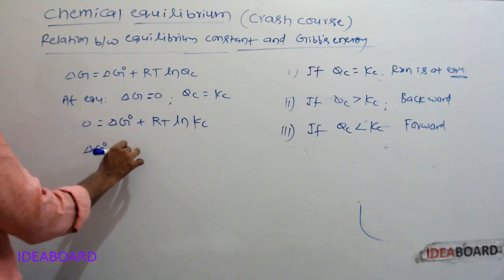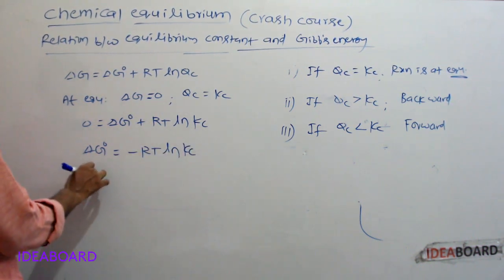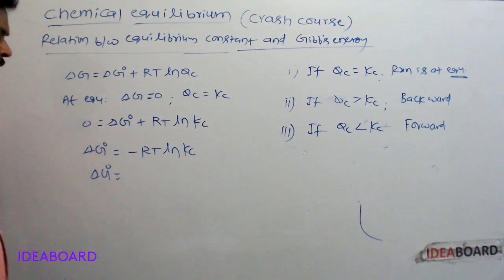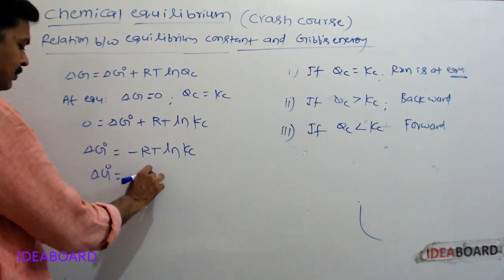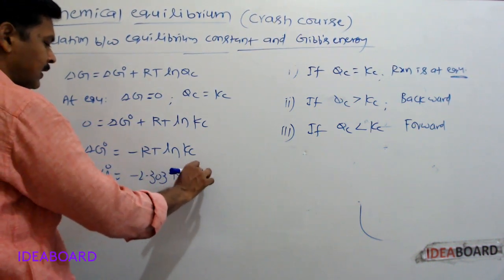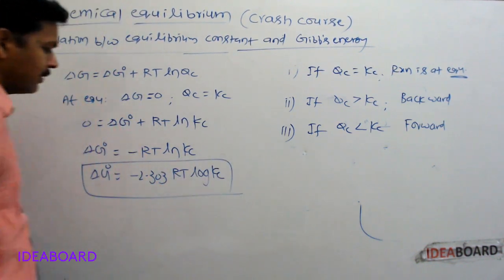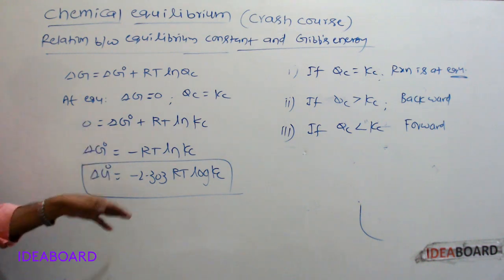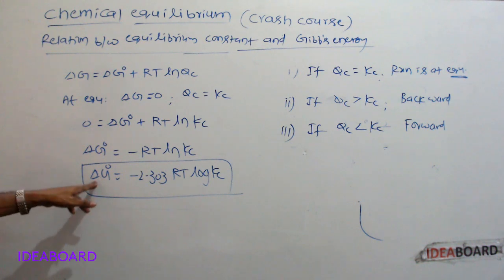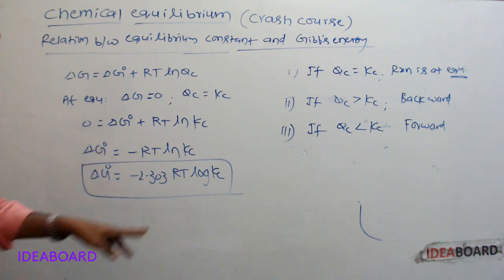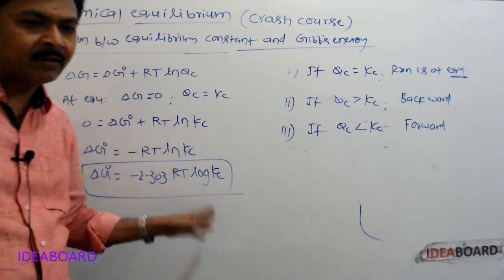Delta G naught is equal to minus RT ln Kc. To convert this natural logarithm into common logarithm, we multiply by 2.303. So delta G naught is equal to minus 2.303 RT log Kc. This relation is very, very important. This delta G naught is the standard Gibbs energy, R is the gas constant, T is the absolute temperature, and Kc is the concentration equilibrium constant.